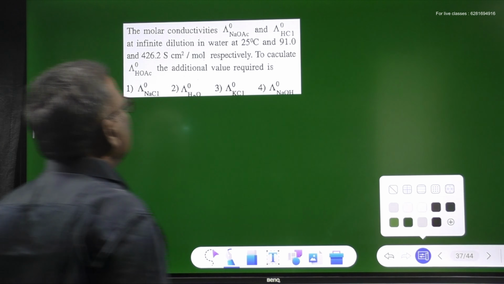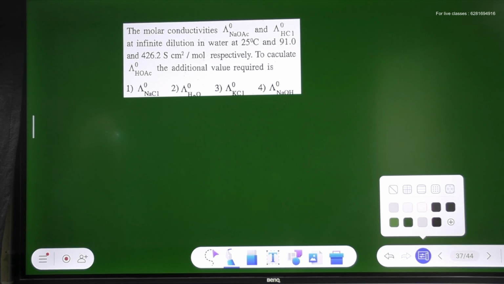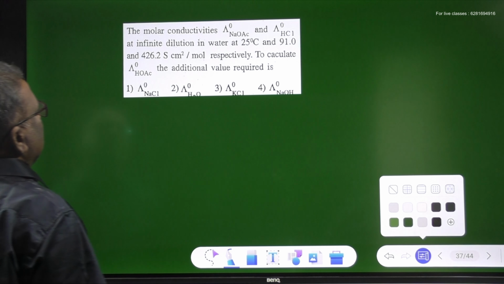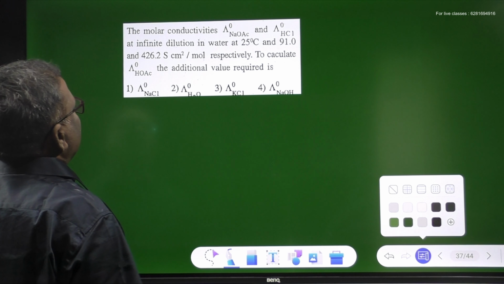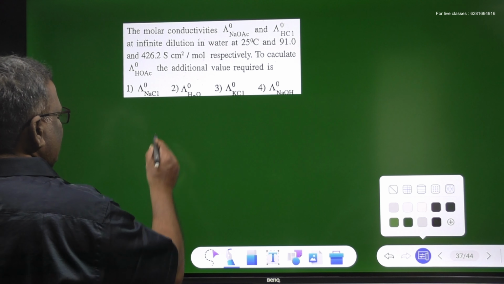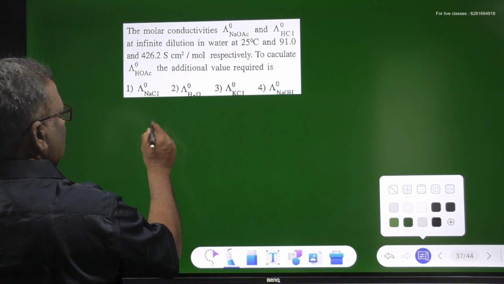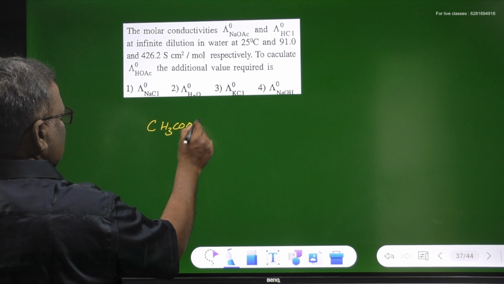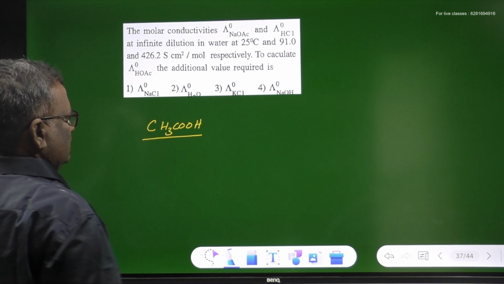The molar conductivities of NaOAc and HCl at infinite dilution in water are 91 and 426 respectively. To calculate, what additional value is required? So here, to calculate a weak electrolyte's molar conductivity at infinite dilution, we require, for example, CH3COOH. This is a weak electrolyte.